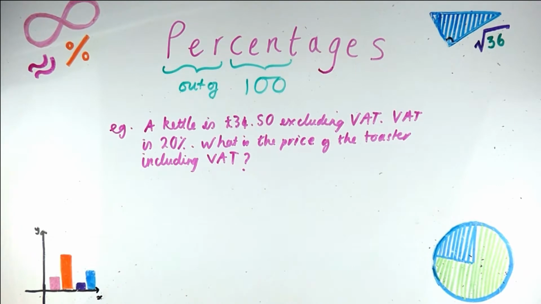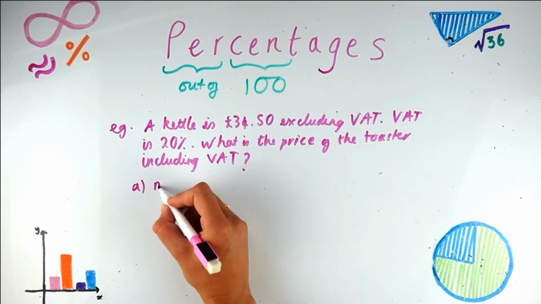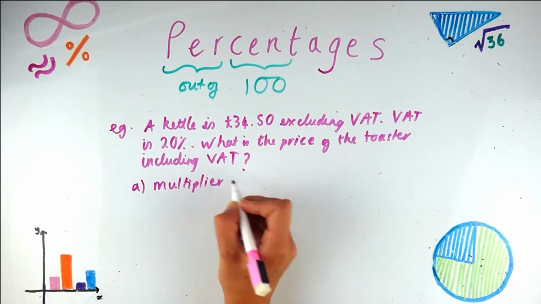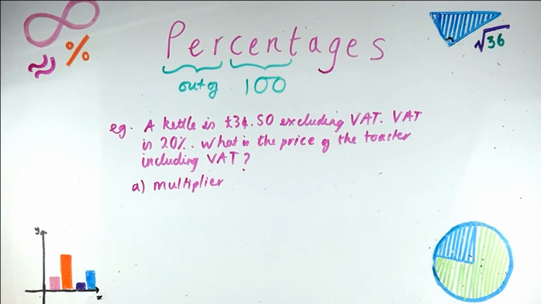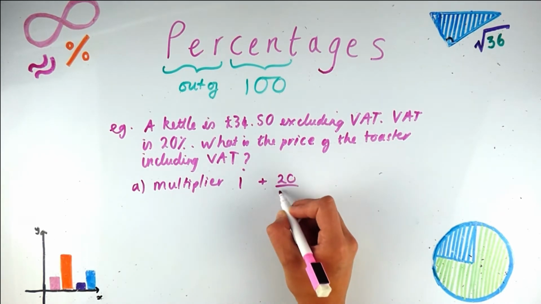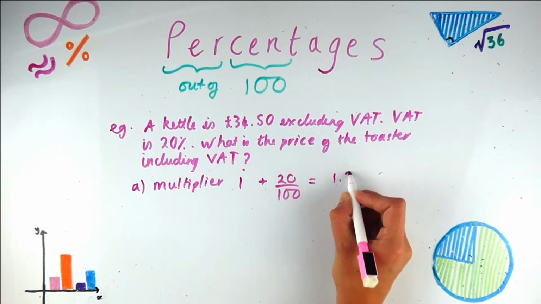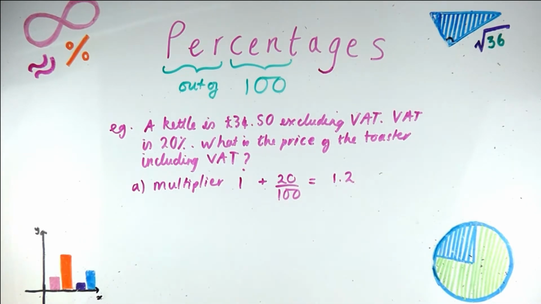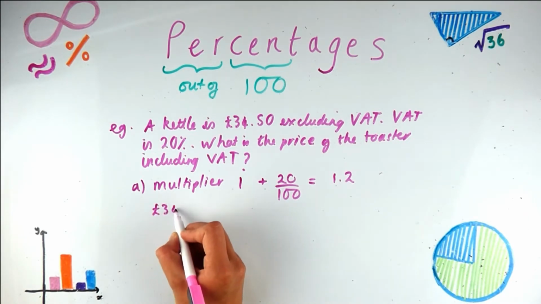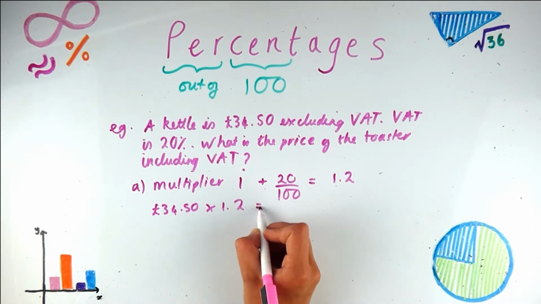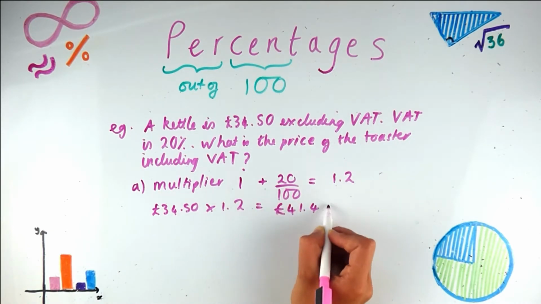A kettle is £34.50 excluding VAT. VAT is 20%. What is the price of the kettle including VAT? Here the VAT is 20%. Step 1, we've got to find our multiplier. It's a 20% increase, so we have 1 plus 20 over 100, so our multiplier is equal to 1.2. To finish off, we do our original, £34.50, times our multiplier, and that gives you the answer for the kettle.